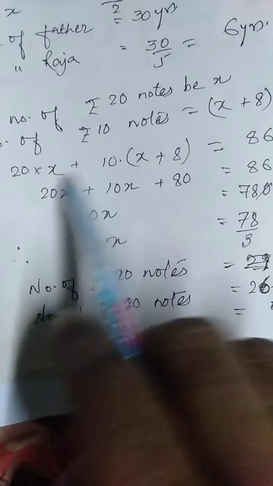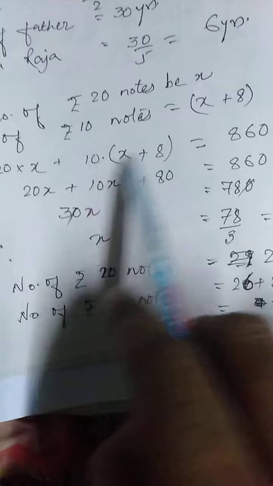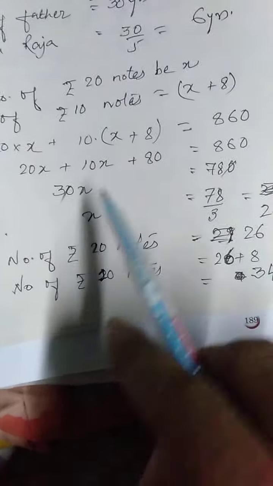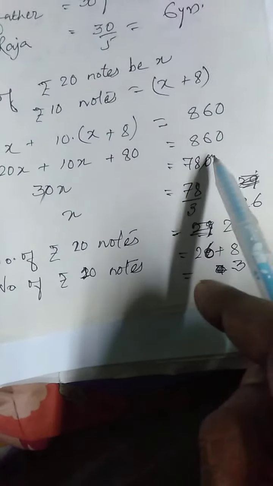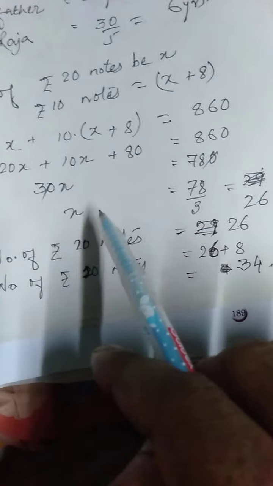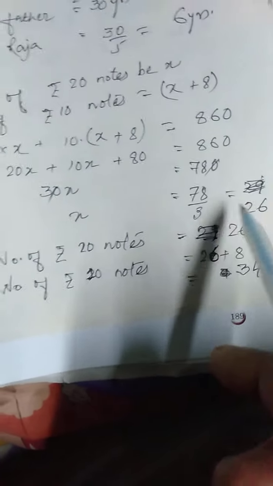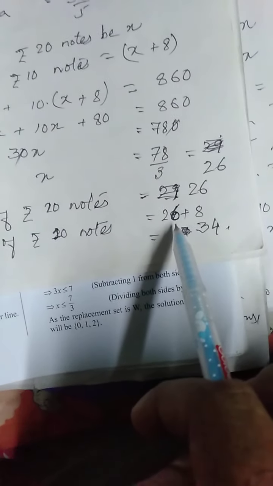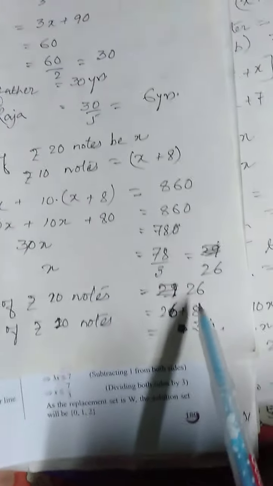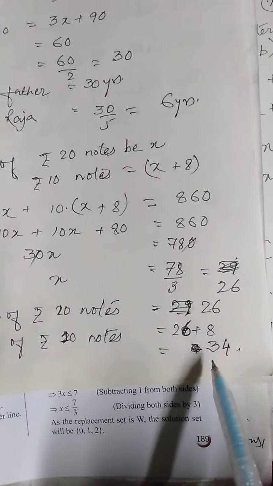Now you break this bracket. 20x plus 10x plus 80 is equal to 860. So 30x is equal to 860 minus 80, that gives 780. Cut the 0, x will be 78 by 3, that is 26. Got it? So the number of rupees 20 notes is 26 and the number of rupees 10 notes is x plus 8, meaning 26 plus 8, which is 34. So this sum we have done.